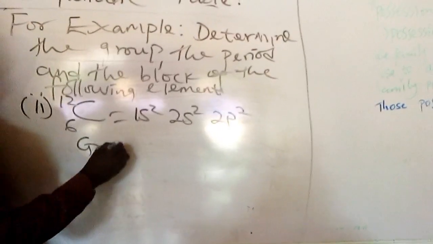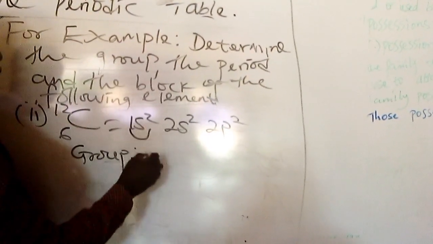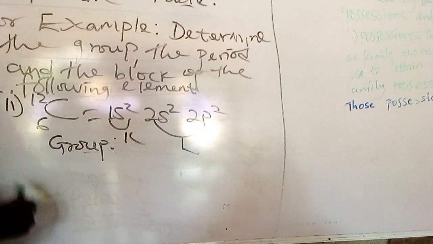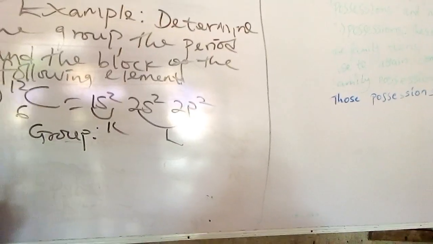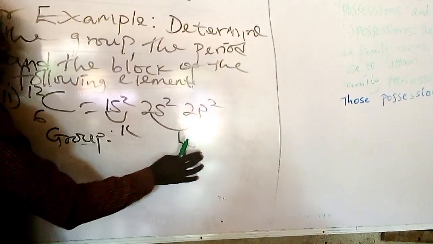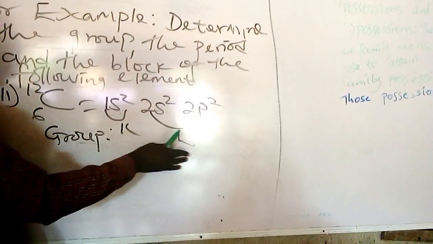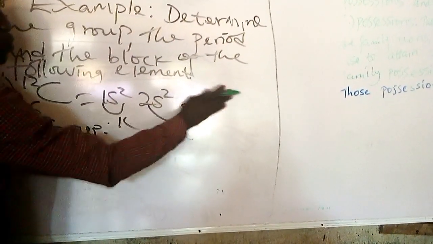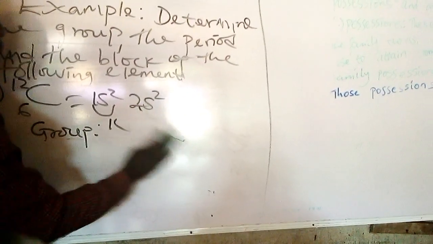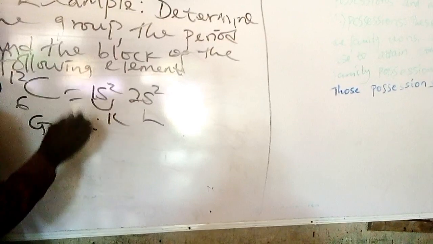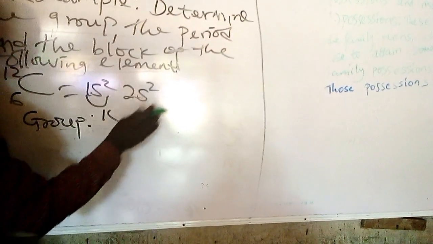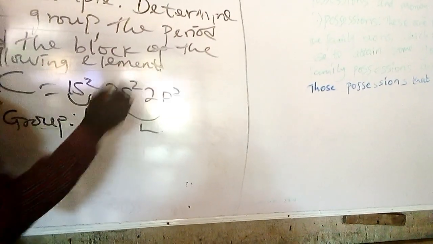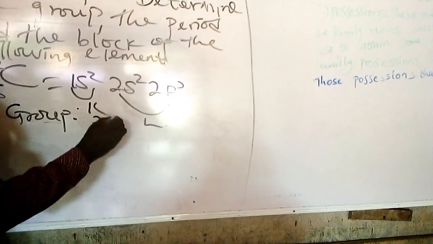Now the group. Don't forget, to get the group you label the shells first. This is K, this is L. We said it is the number of electrons in the last shell that determines the group. The last shell here is L. How many electrons do we have on the L shell? If there were just 2s under the L shell, the group would be 2. But since we have 2p also belonging to the L shell and having 2, you add them together: 2 plus 2, which equals 4.